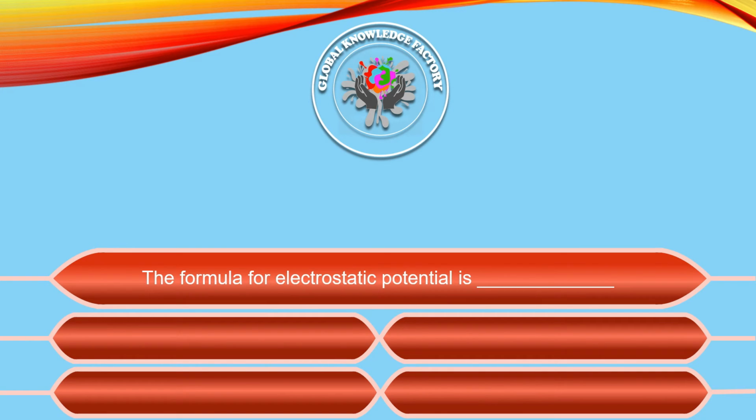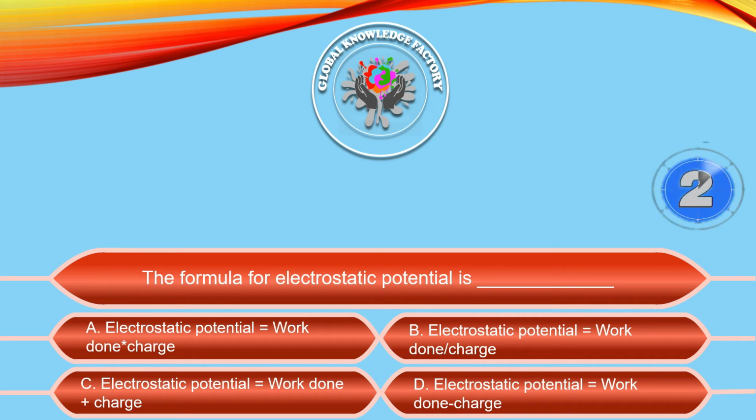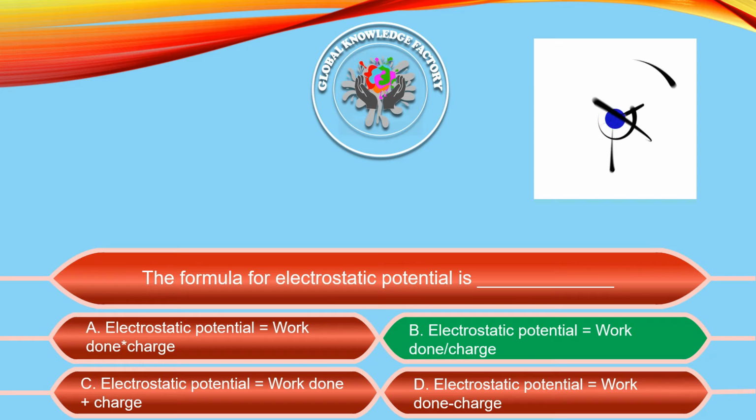The formula for electrostatic potential is: A. Electrostatic potential is equal to work done into charge, B. Electrostatic potential is equal to work done divided by charge, C. Electrostatic potential is equal to work done plus charge, D. Electrostatic potential is equal to work done minus charge. Answer is B. Electrostatic potential is equal to work done divided by charge.